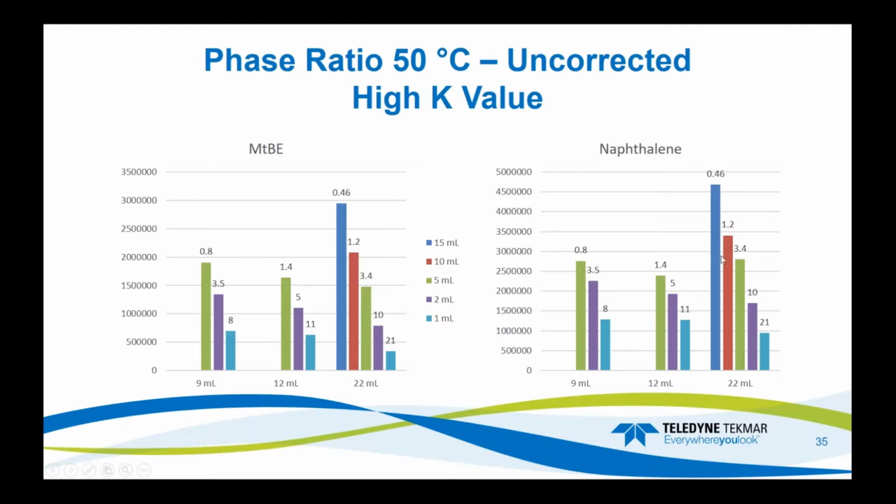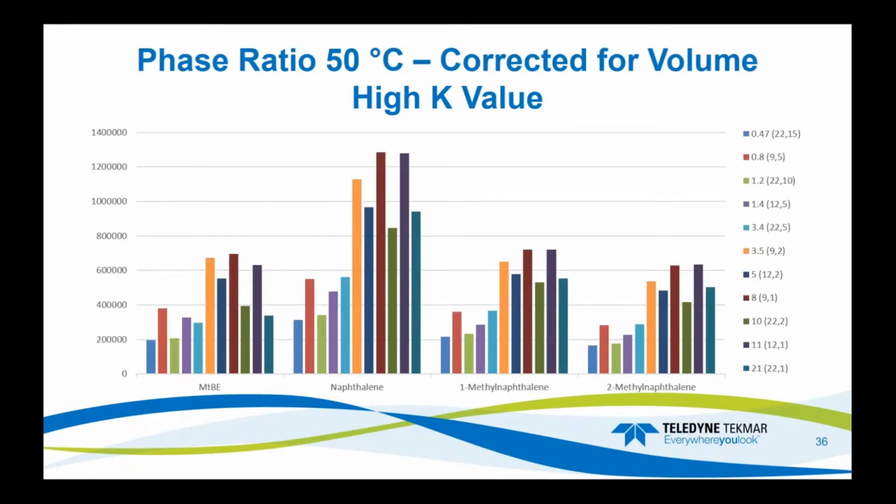Naphthalene is the same way. It almost has the same response for the same volume in the vial. But you can get a higher peak area by putting more sample into a larger vial. Again, with these higher K values, when I correct it for volume, we see a significant change here.